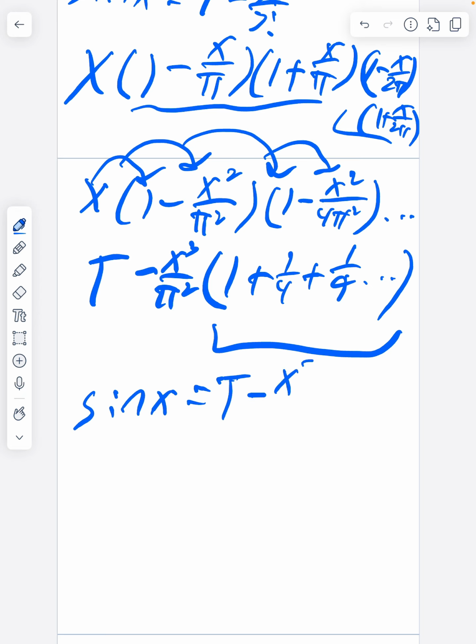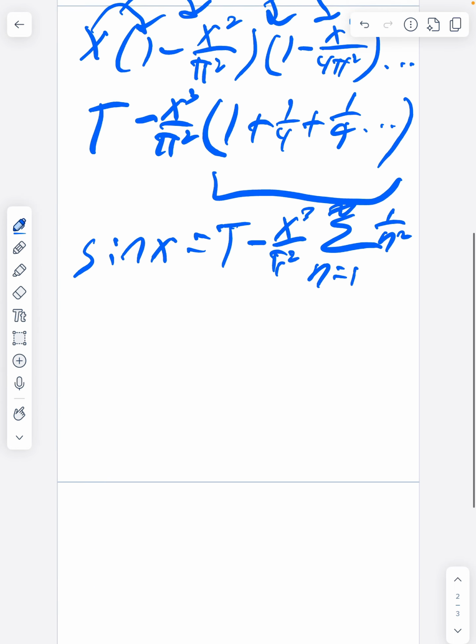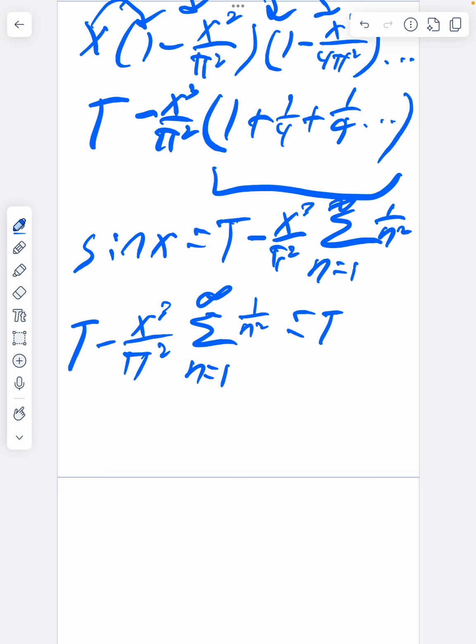So we can say that sine of x is really just the tail terms minus x cubed over pi squared times the sum from n equals 1 to infinity of 1 over n squared. But sine of x is also equal to this. So now we set them equal to each other. So we have a tail minus x cubed over pi squared, the sum from n equals 1 to infinity of 1 over n squared, equals a tail minus x cubed over 6, which is 3 factorial.